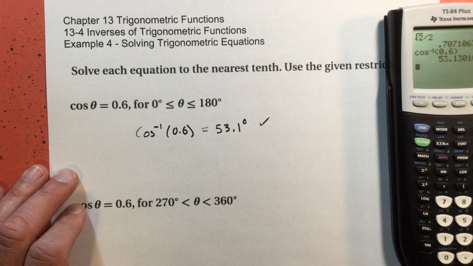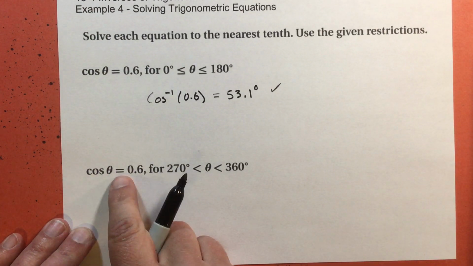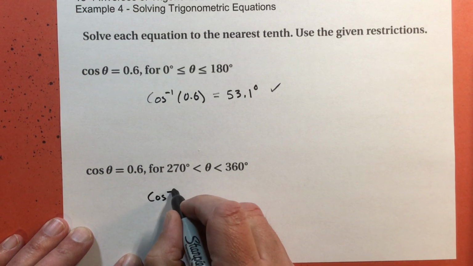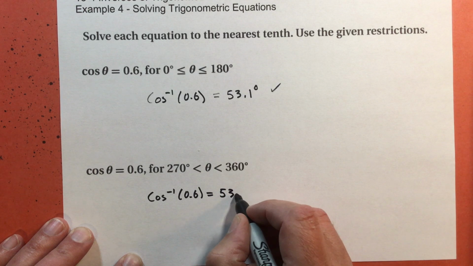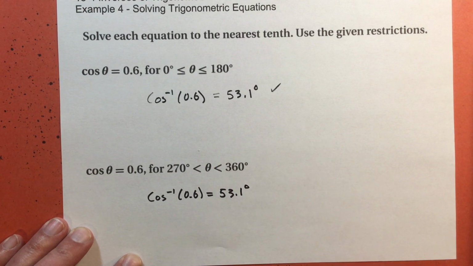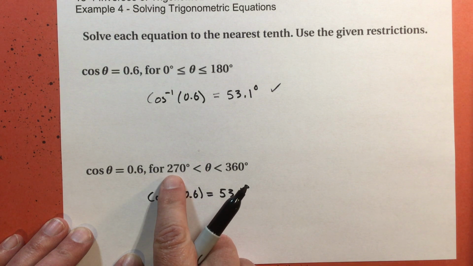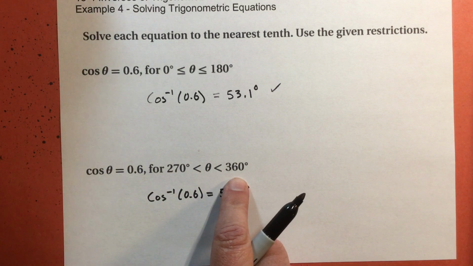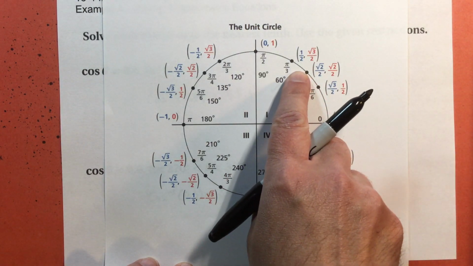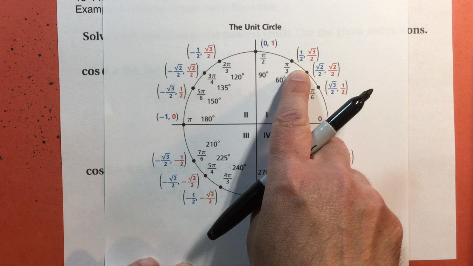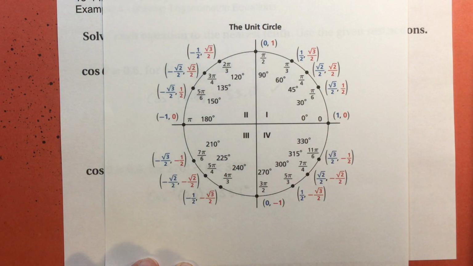So that one's good. That's the correct answer. But now let's compare that to this one. I'm going to do the same thing. Cosine inverse of 0.6, which my calculator is still going to give me 53.1 degrees. But this time, I want it between 270 and 360. So in other words, I found the first one right about here. The second one needs to be on this side. So how do I do that?